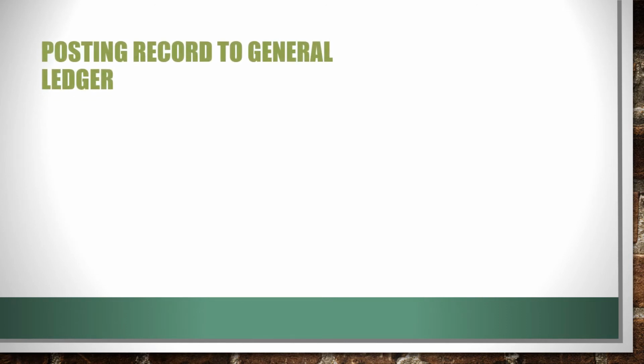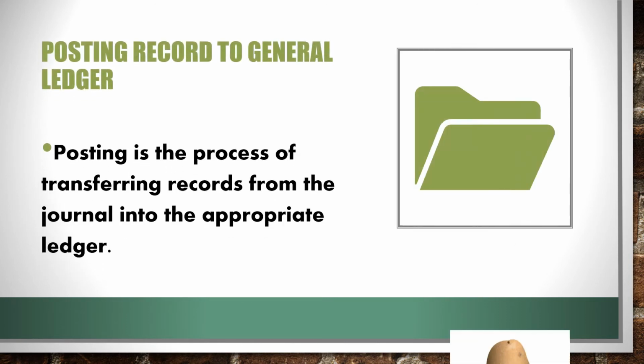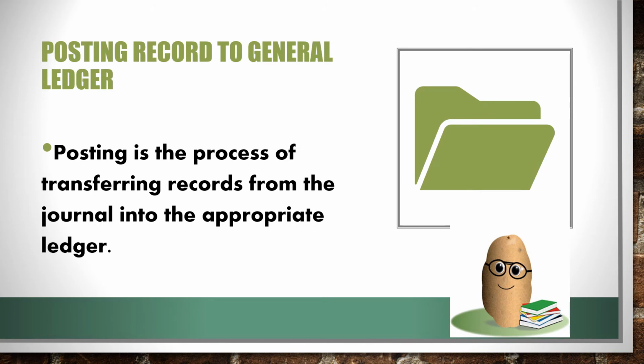Posting record to general ledger. Posting is the process of transferring records from the journal into the appropriate ledger. Posting should be performed in chronological order. The company should post all the debits and credits of one journal entry before proceeding to the next journal entry. Posting should be made on a timely basis to ensure that the ledger is up to date.